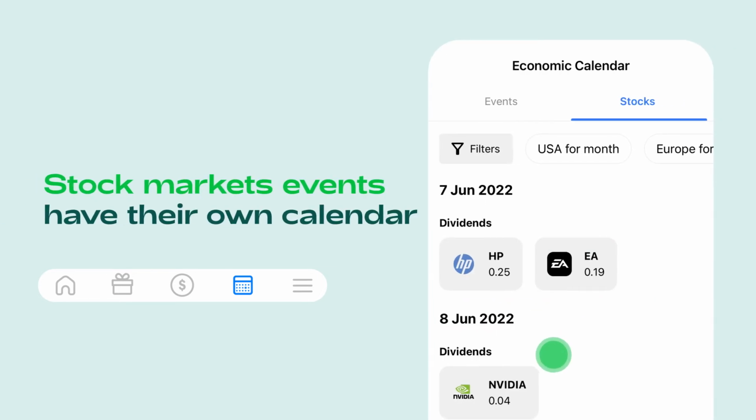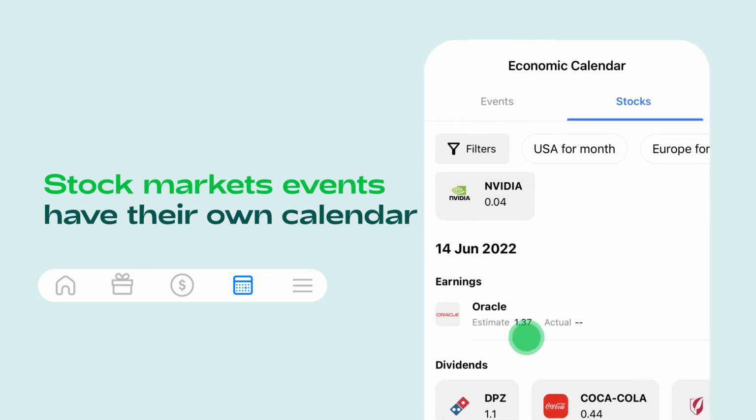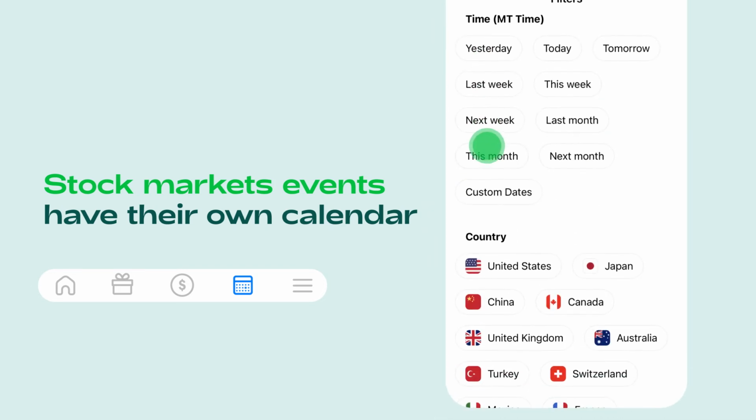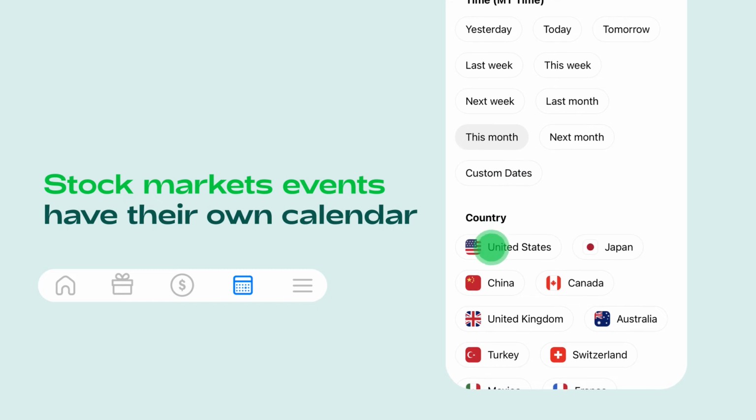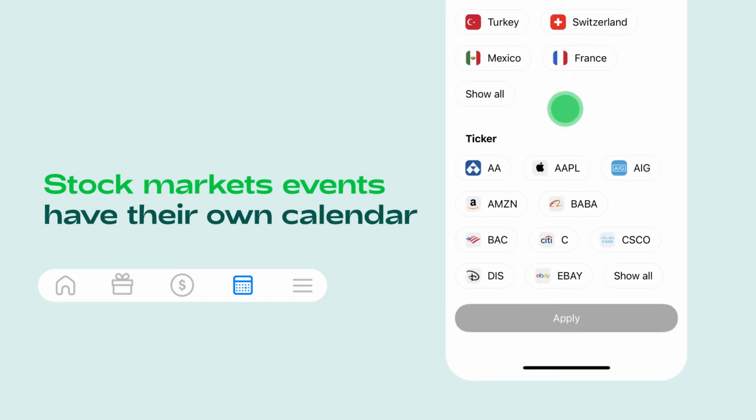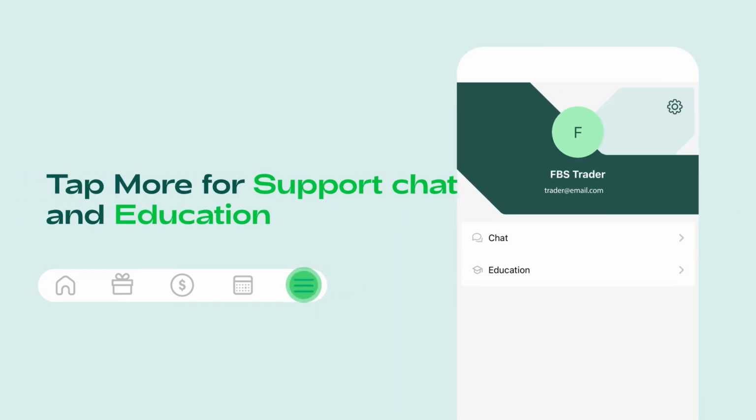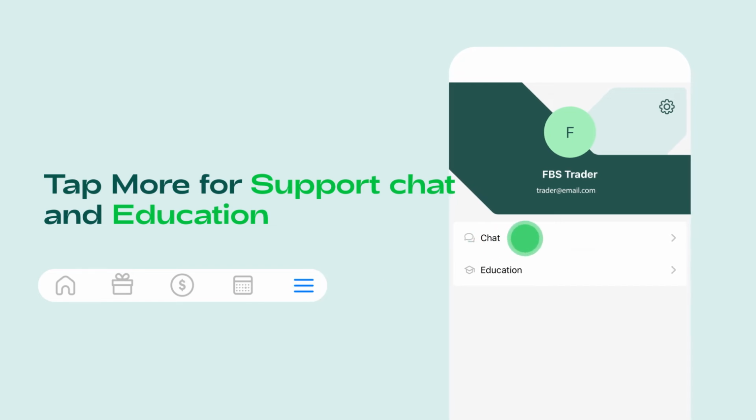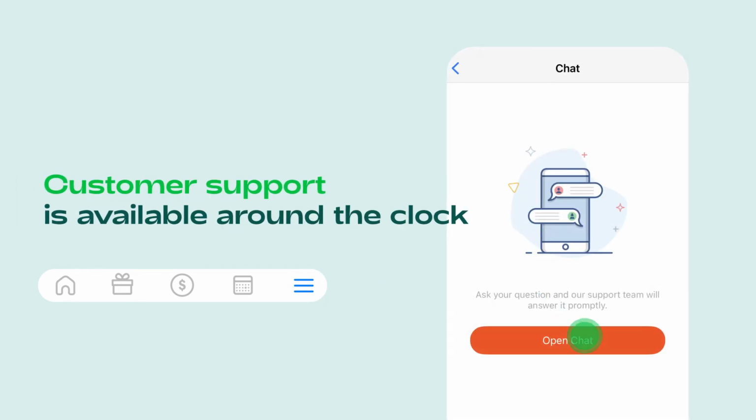The same goes for the Stocks page. Here you can look through dividend payouts and earnings reports. The filters will help you to choose a certain country, company, or time. There's also More tab. Here you can start a chat with FBS support team. We are happy to help you and answer any questions.